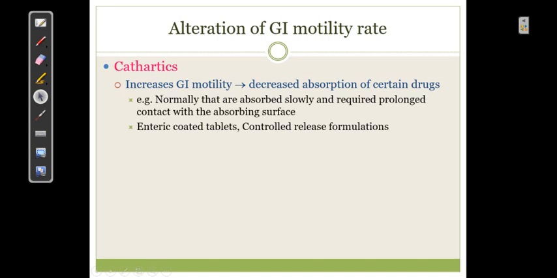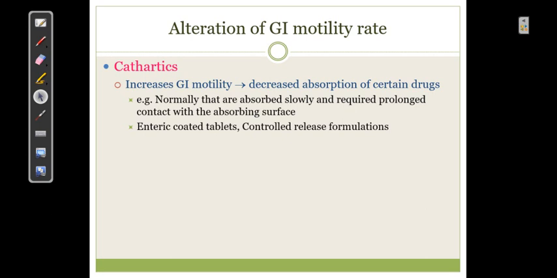Normally, those types of drugs which are absorbed slowly, or which require prolonged contact with the absorbing surface, you can consider enteric coated tablets and controlled release formulations. As I told you, in some worst-case scenarios, a whole tablet of a controlled release formulation has been found in the fecal matter of the patient.